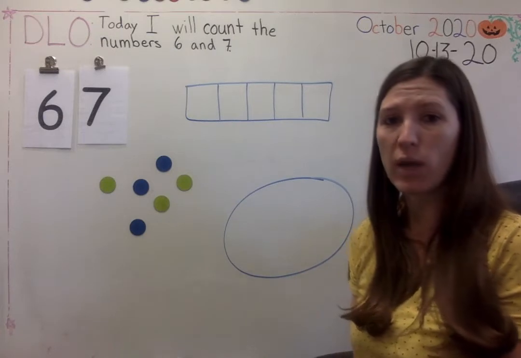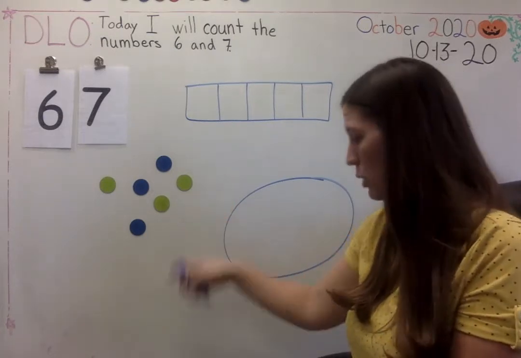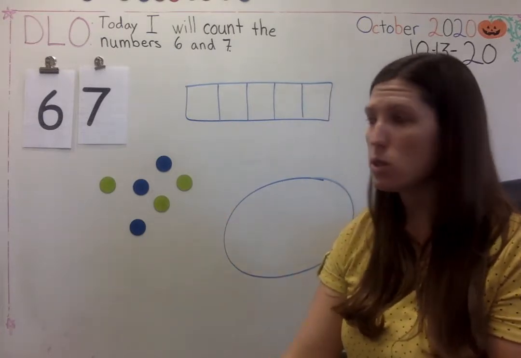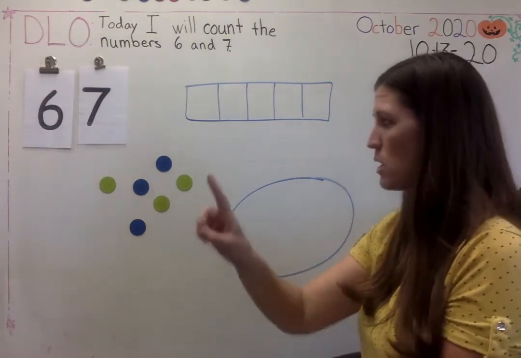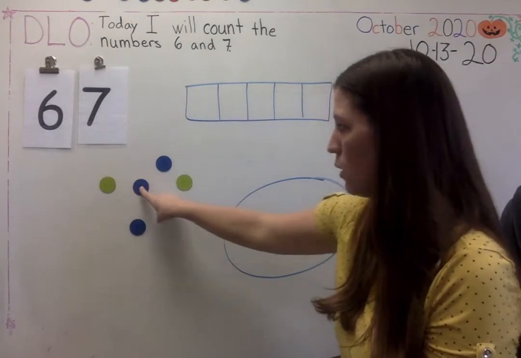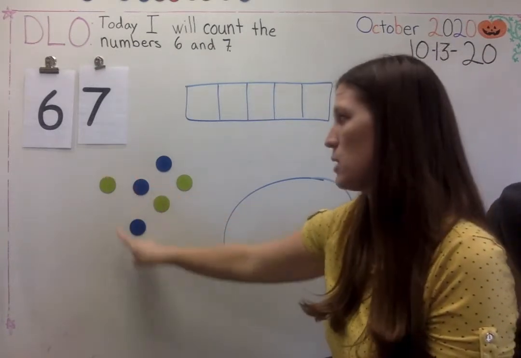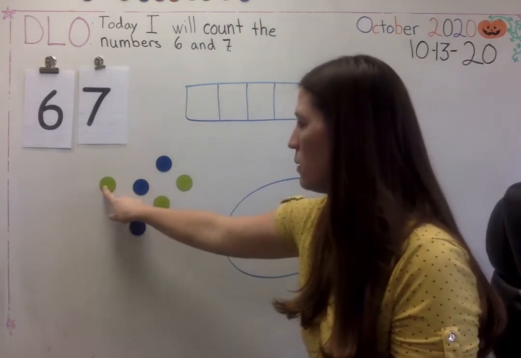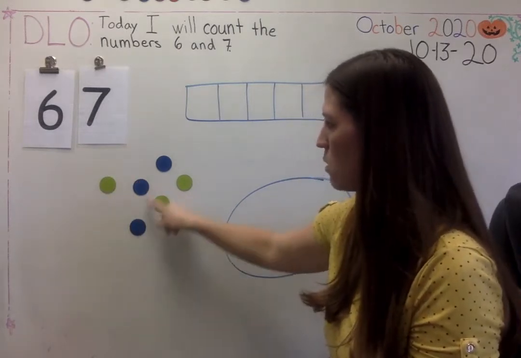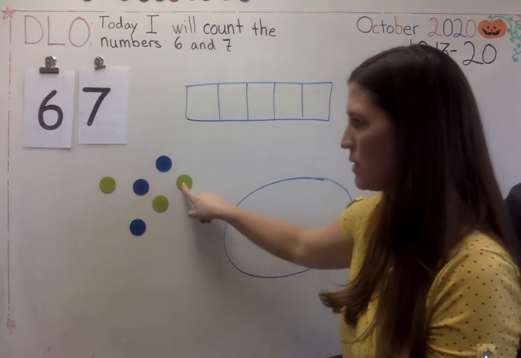There's a couple different ways that we can count these balls. So let's use a few strategies. The first strategy I want to do is touching and counting. Watch me. I'm going to touch each ball and count them as I touch them. I'm going to go in one direction so I don't miss any. 1, 2, 3, 4, 5, 6.